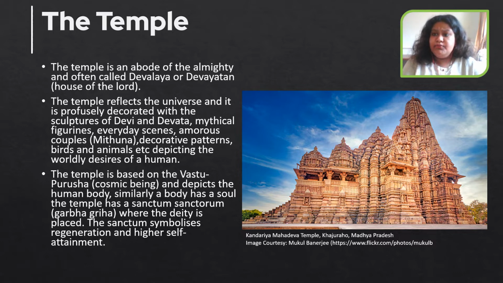Now, as I said about the sculptures and everyday images of gods and goddesses and everyday scenes of life, patterns of lovemaking, birds and animals, they depict that whenever a human being is entering the temple, which is a symbolic form of the cosmos, a symbolic form of the whole universe, a person should leave all his worldly desires, all his ichhas, the desires, outside the temple, and he or she should enter with a pure heart only to see the deity and have darshana, or to see the deity and have self attainment and self realization.